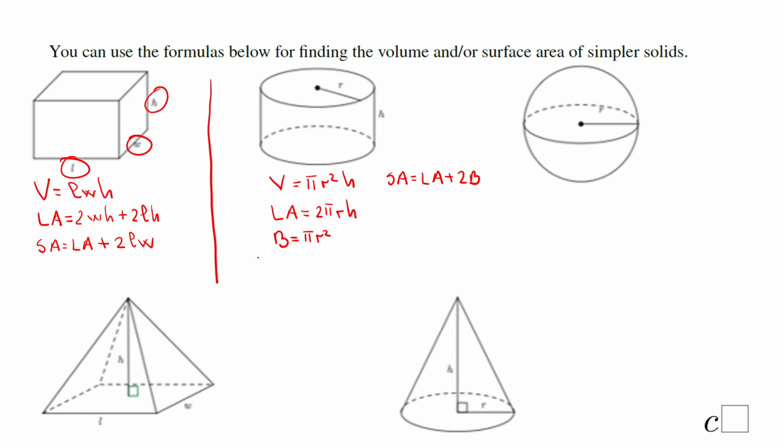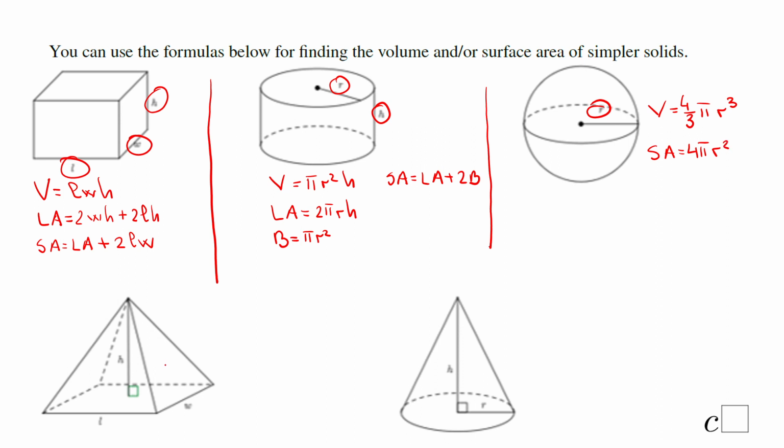Let's take a look now at the third one, the sphere. Here we have two formulas that are very useful. Remember, this is the radius, like here, the radius, the height. The volume will be 4/3 pi r cubed, and the surface area will be 4 pi r squared.